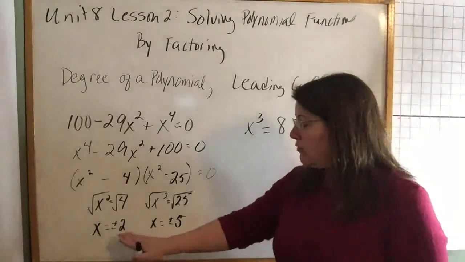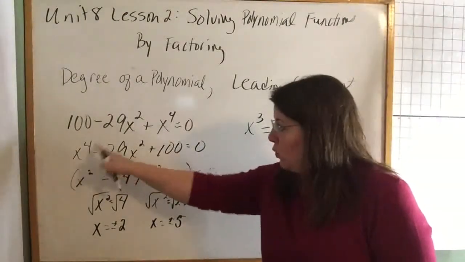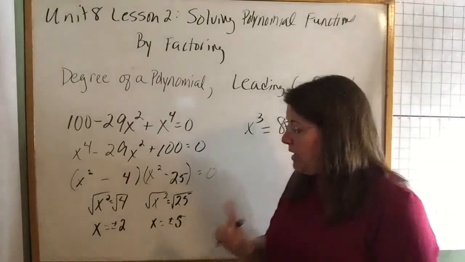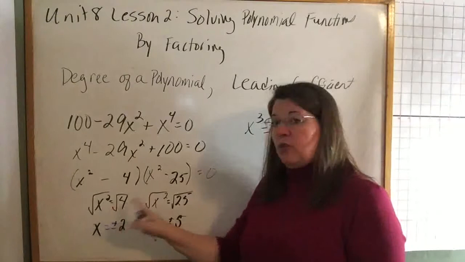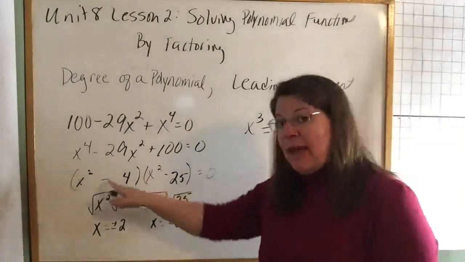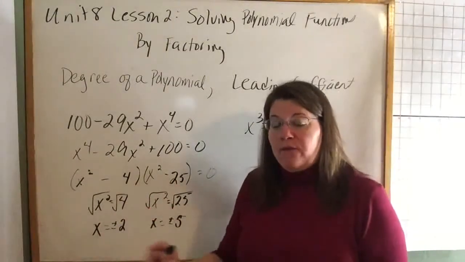So we have four answers: 2, -2, 5, and -5. We would expect it to have 4 because the degree was 4, and that's how many we end up with. Now, if you're one of those people that when you put in a square root, you always forget to put the plus minus, I would do it the other way and factor. Okay, but you need to remember when you put in the square root, you have to have two answers, the positive and the negative.